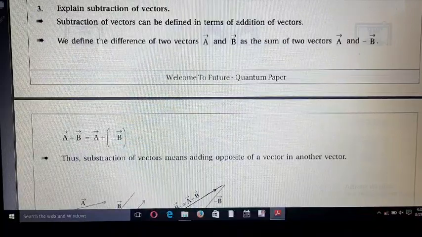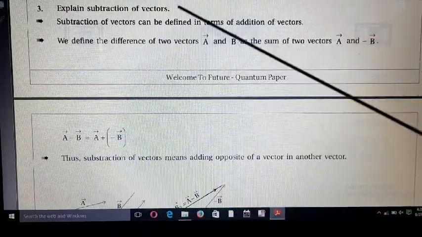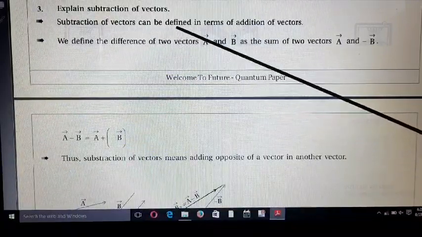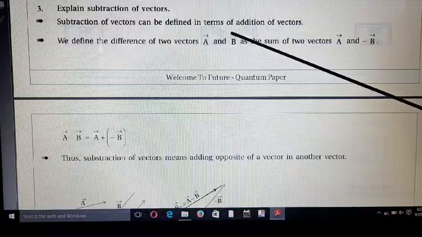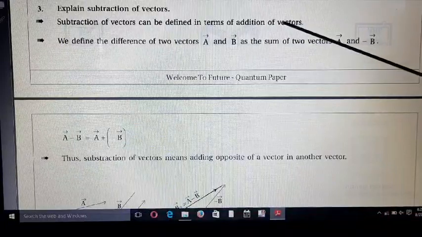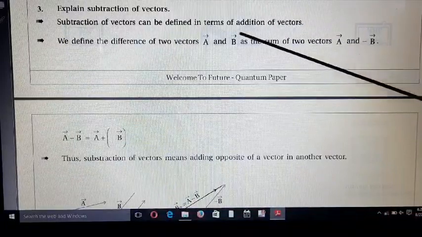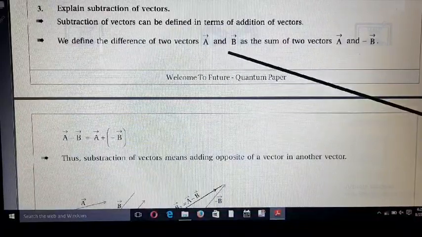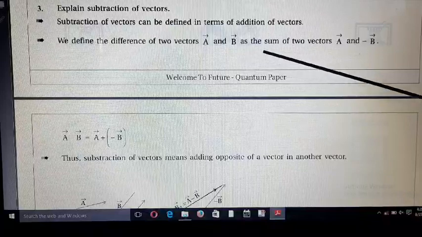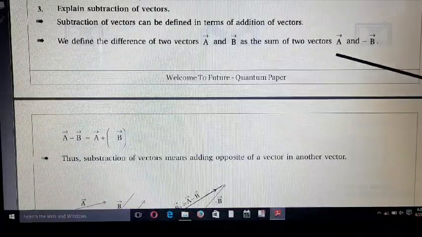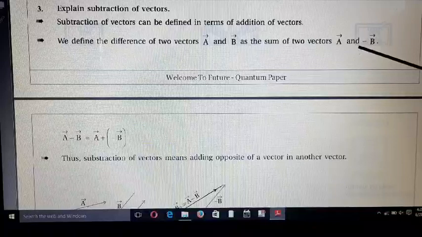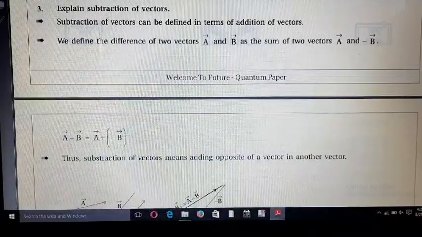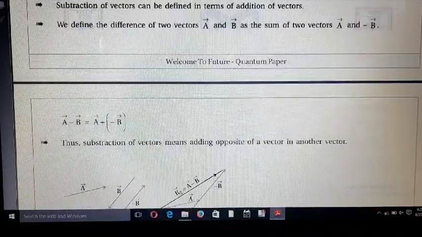Our second question is: explain subtraction of vector. Subtraction of vector can be defined in terms of addition of vector. We define the difference of two vectors, vector A and vector B, as the sum of two vectors, vector A and minus vector B. First of all, we look at this figure.